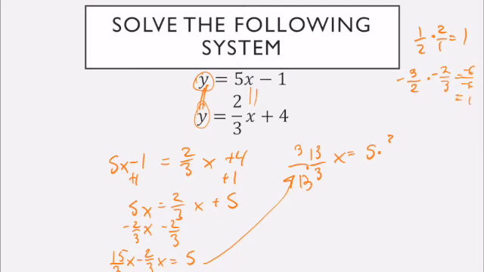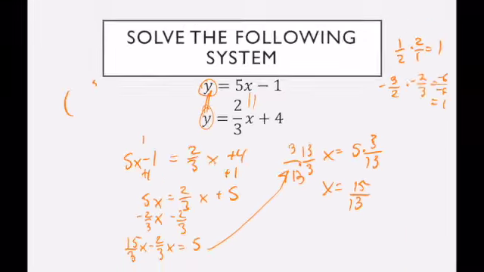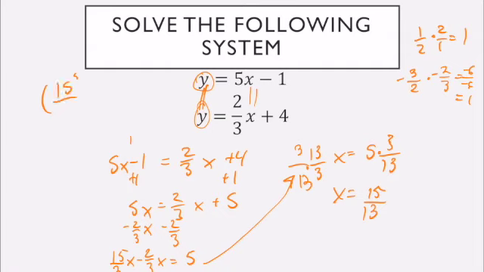So I multiply 5 by 3/13. That means x equals 15/13, and that can't be simplified any further. But that's the x-intercept. Now I need to find the y-intercept. Sorry, not the y-intercept, the point in this system where these two equations intersect. I need to find its y-coordinate, because I found its x-coordinate. I do that by plugging it back in.